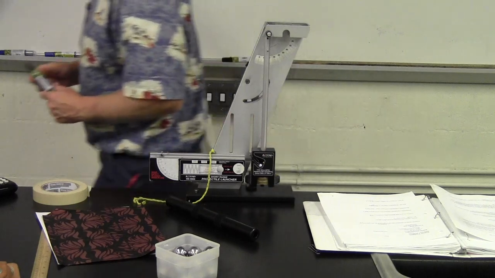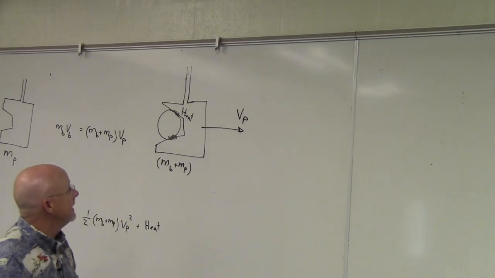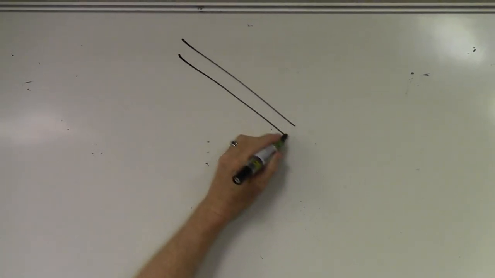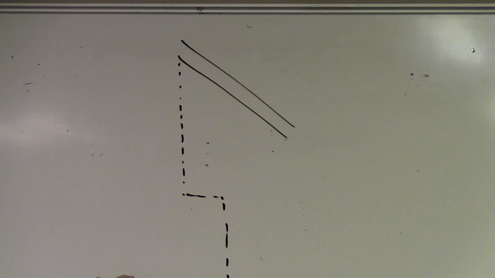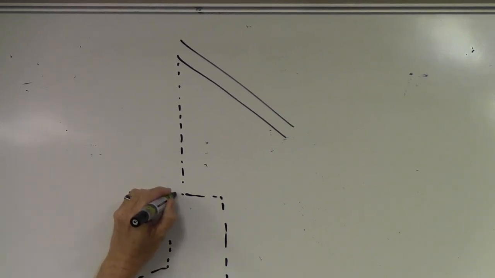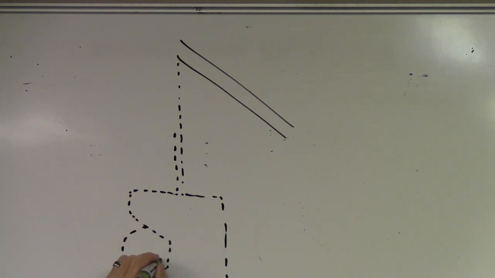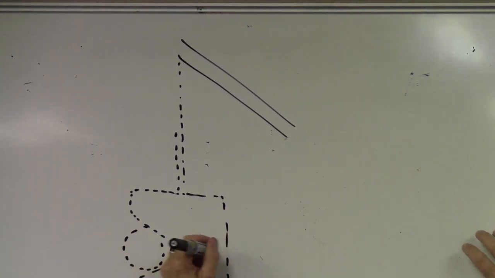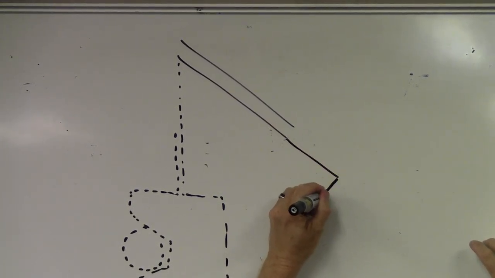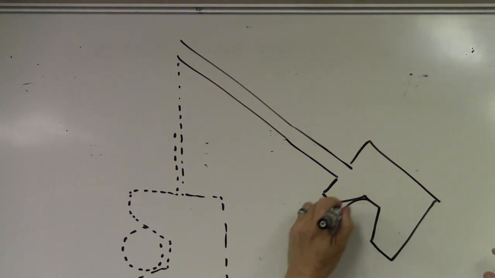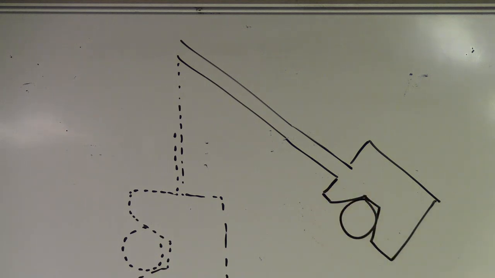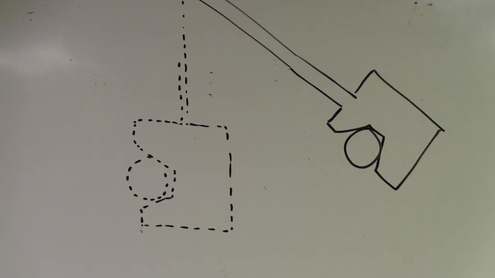All right, so back to our picture here. So if this is, again, picture number one, right before the impact. This is picture number two, right after the impact. And so picture number three is that the ball catcher that used to be here, the pendulum, with the ball in it, has now swung up to here. And so it goes slower as it is swinging up.